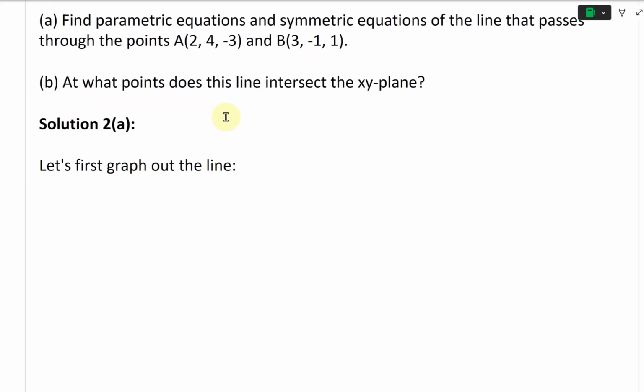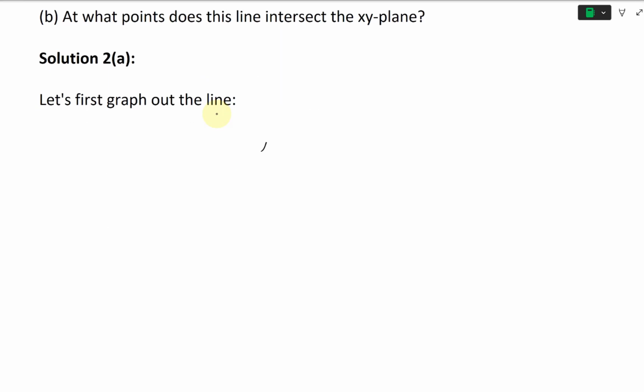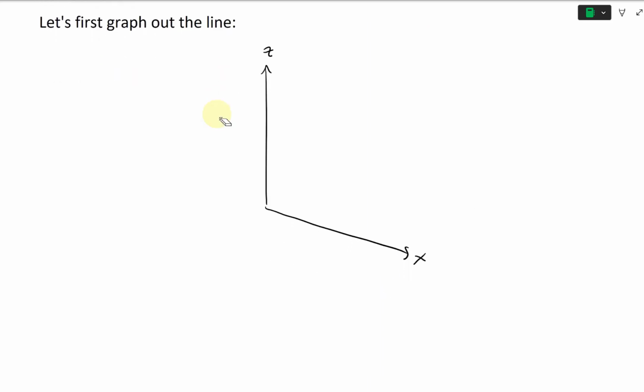Let's first graph out the line to better visualize this. So it's going to look something like this, and this is our Z, and this is our Y. It's going to look something like this. Our Y is going to be like this. And I actually extended it past on the negative side, and let's say our X is going to be like this. Like that, that's our X.